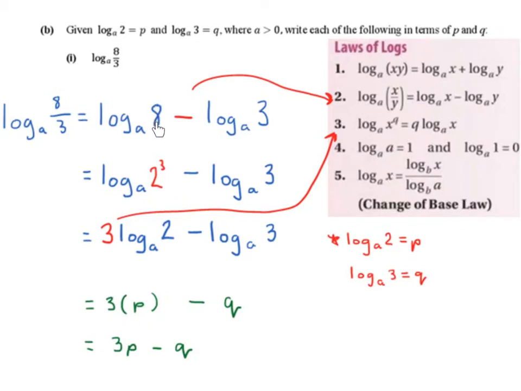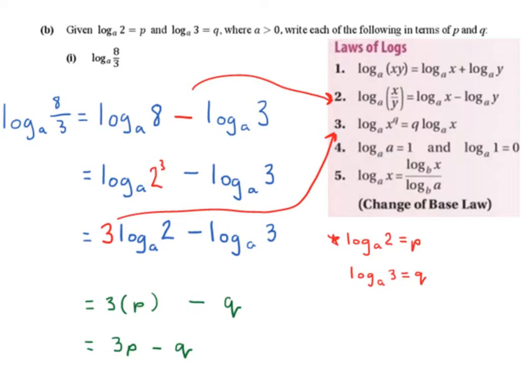Next, we're going to rewrite 8 as 2 to the power of 3. Because in our question, we were told that log base a of 2 is equal to p and log base a of 3 is equal to q. So we want to try and rewrite these numbers so that they are either 2 to the power of something or 3 to the power of something. So 8 becomes 2 to the power of 3, and 3 can just stay as it is.